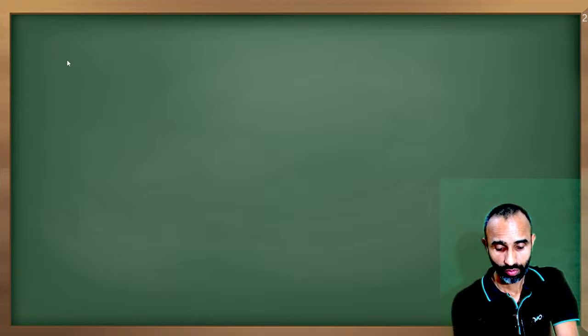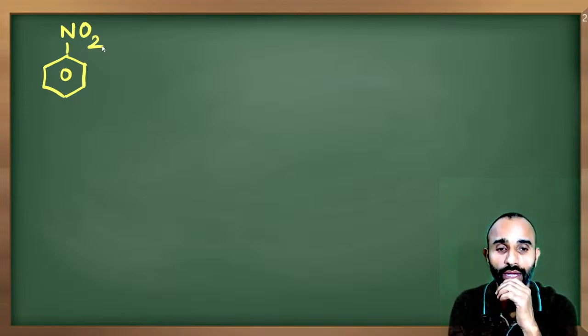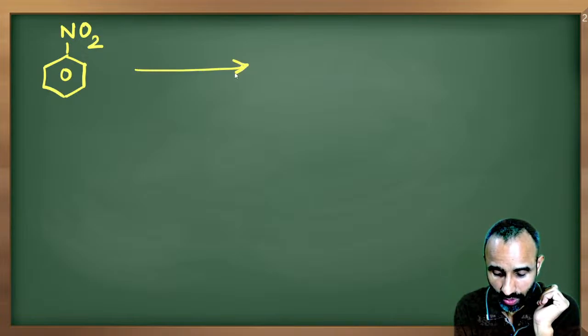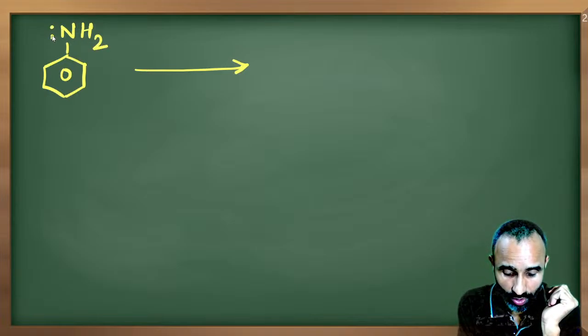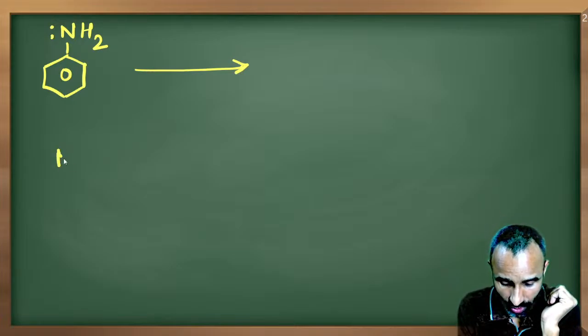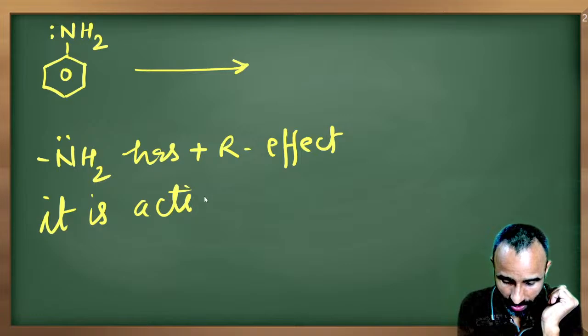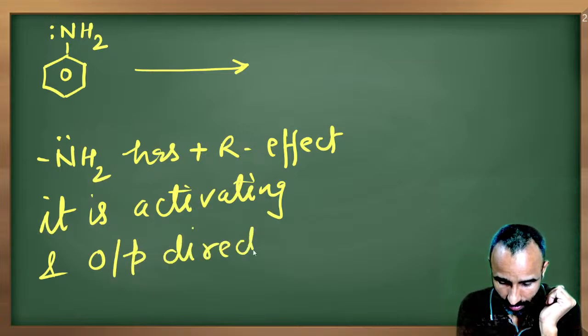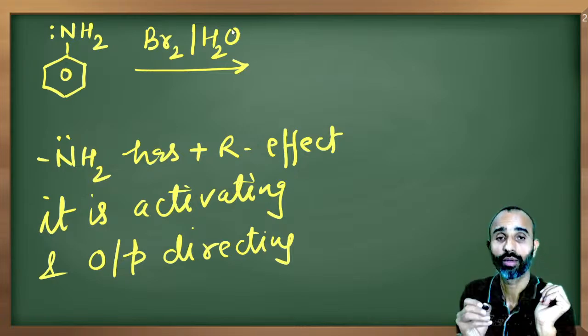Now, if we have nitro groups, nitroalkane and electrophilic substitution, we have aniline. Now aniline, you know, the NH2 group has a plus R effect, so it is activating and ortho-para directing. So aniline, if we do its bromination, what is the product formed?